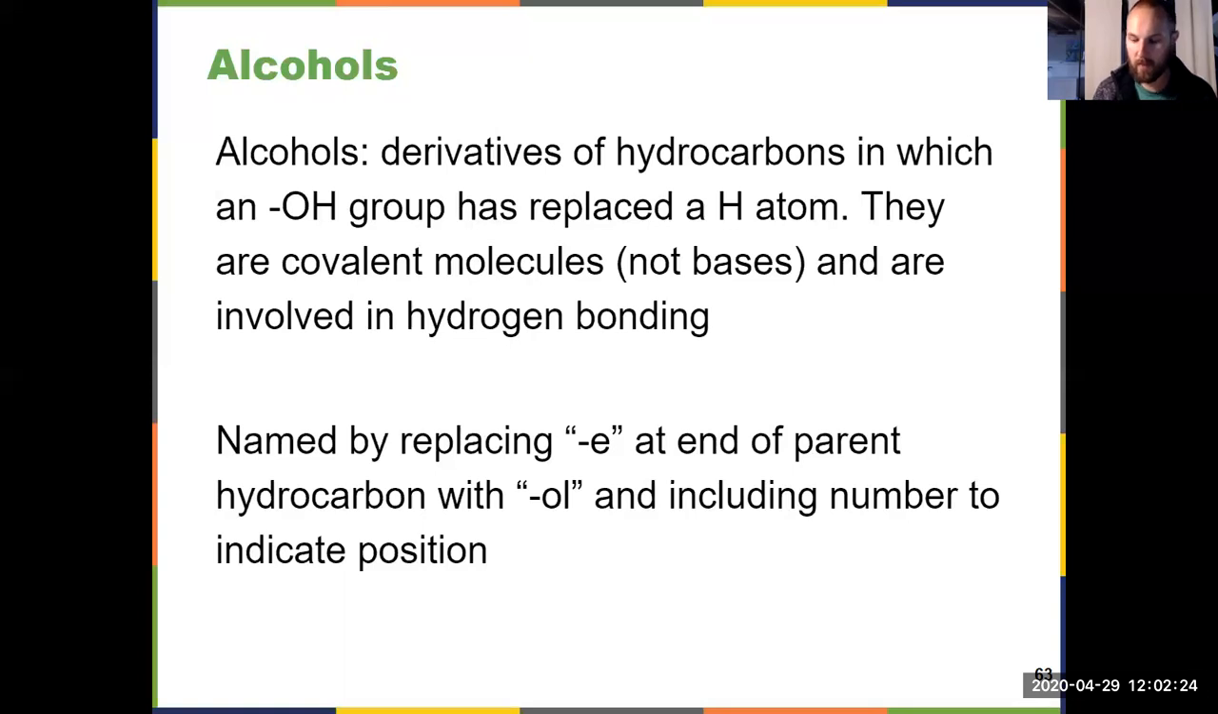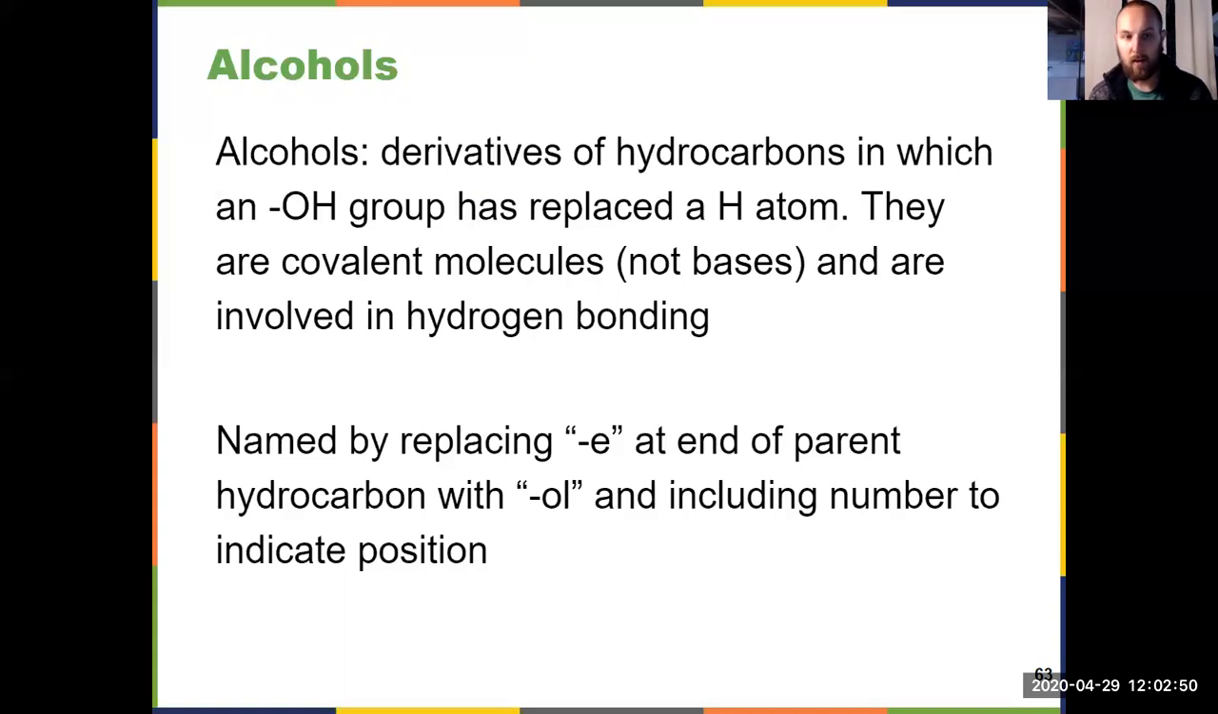We talked about that in chapter 4 when we first introduced the idea of bases. If you see an OH with a metal, then that's typically going to be a strong base, like sodium hydroxide. But this is OH covalently bonded to carbon, so these guys aren't acting as bases. If anything, they're very slightly acidic, but they can participate in hydrogen bonding. We saw that all the way back in chapter 10.